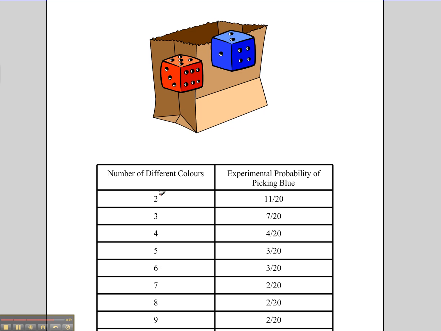So the more different colors that you have in the bag, the less chance that you will choose that blue one. I'm sure that if you think about that, that makes sense. And so that's experimental probability, as if we just conducted the experiment and this is what we received. We didn't necessarily make any predictions. We wanted to see what would happen, and this is what happened.